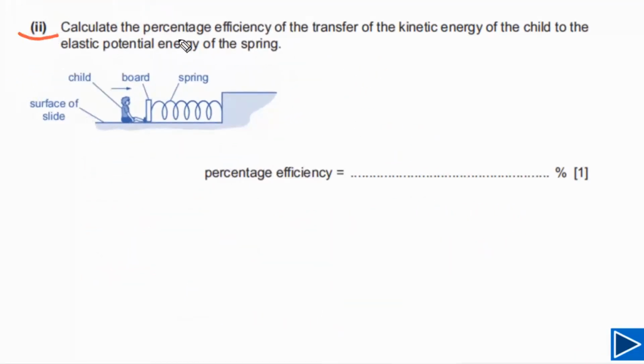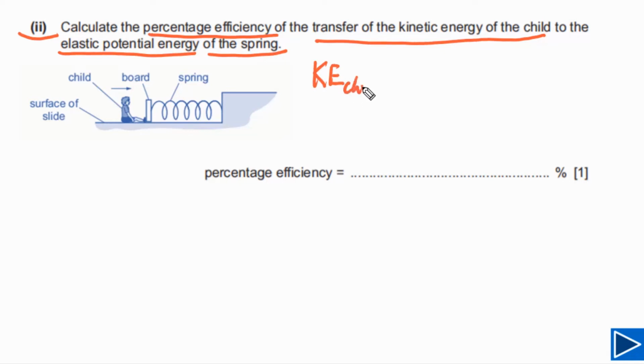For the second part, we need to calculate the percentage efficiency of the transfer of the kinetic energy of the child to elastic potential energy of the spring. So simply we can write down here the kinetic energy of the child, meaning how much kinetic energy of the child has been converted into elastic potential energy of the spring.